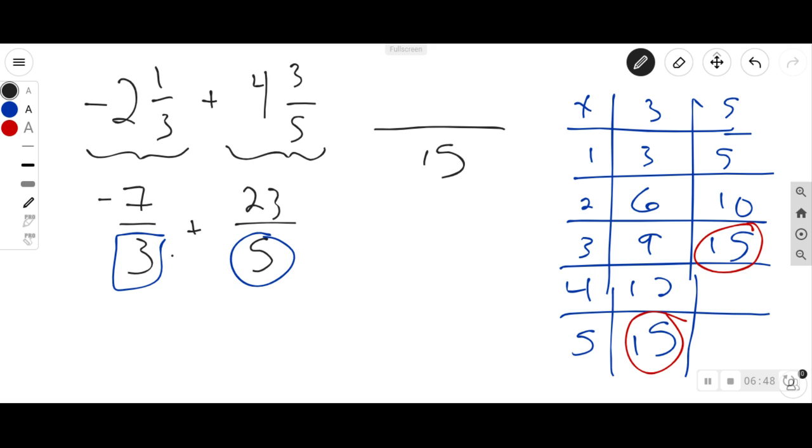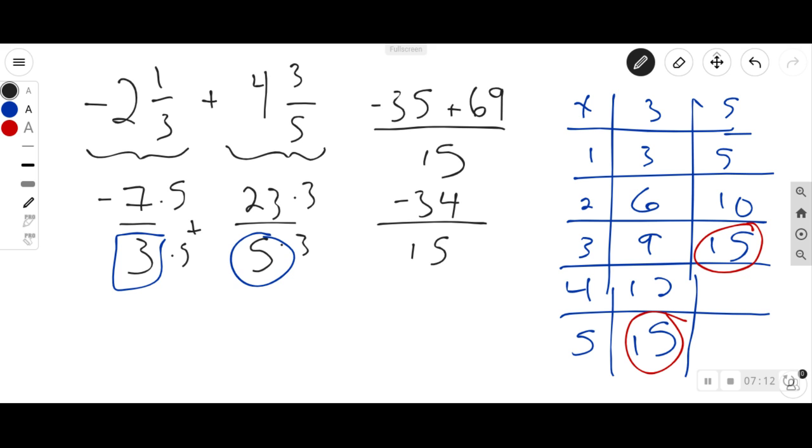Well, to get 15 from 3, I multiply by 5. So that's negative 35 plus, multiply the 5 by 3, so the 23 by 3. So that's going to give us 69. So then negative 35 plus 69 should give us 34. Those cannot reduce, so there's your solution.